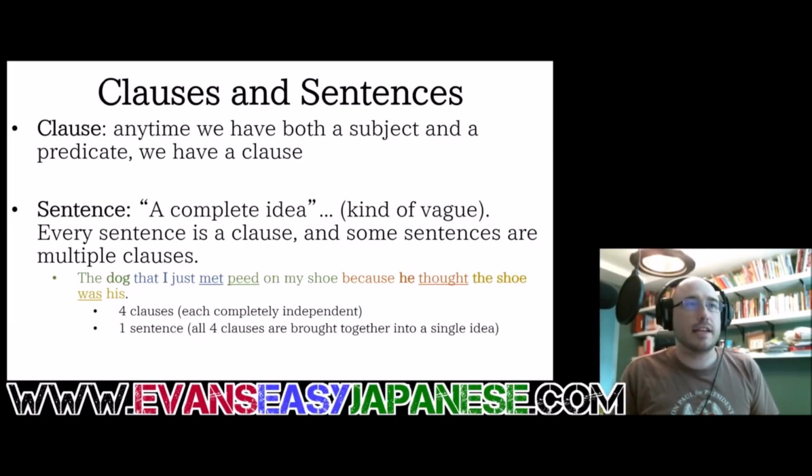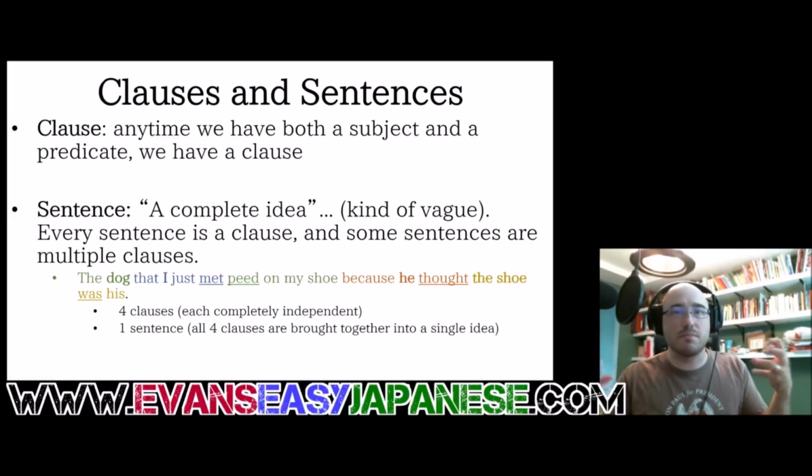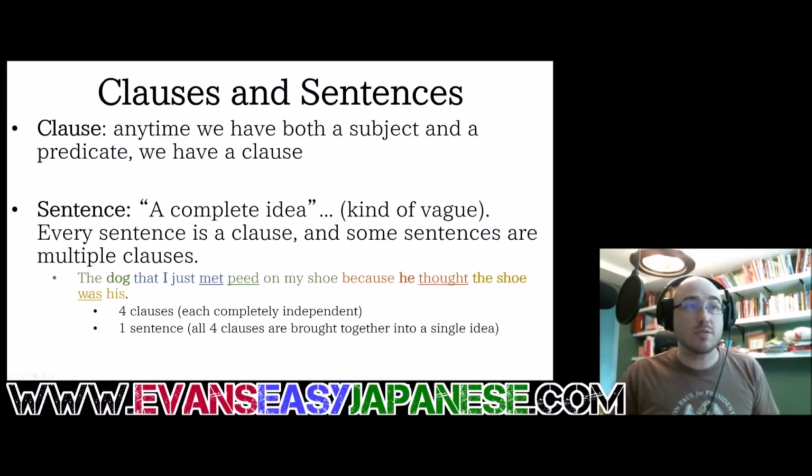So, for example, I gave us the sentence, the dog that I just met peed on my shoe because he thought the shoe was his. Okay, so the main idea is, the dog peed on my shoe. The actual sentence is the entire thing: the dog that I just met peed on my shoe because he thought the shoe was his. But let's look at all of the different clauses we have.